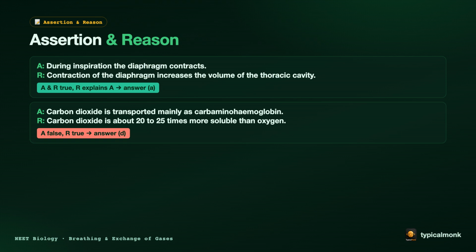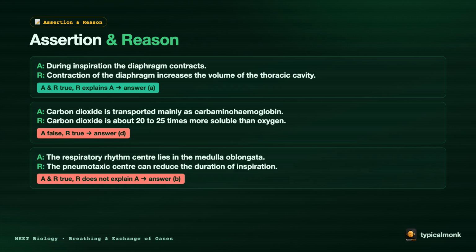Second, A. Carbon dioxide is transported mainly as carbaminohemoglobin. R. Carbon dioxide is about 20 to 25 times more soluble than oxygen. Here A is false, but R is true. So the answer is D. Third, A. The respiratory rhythm center lies in the medulla oblongata. R, the pneumotaxic center can reduce the duration of inspiration. Both true, but R does not explain A, so the answer is B.